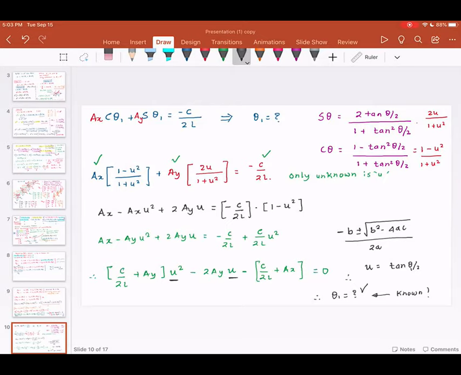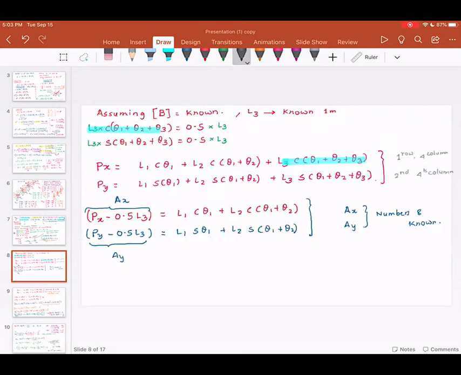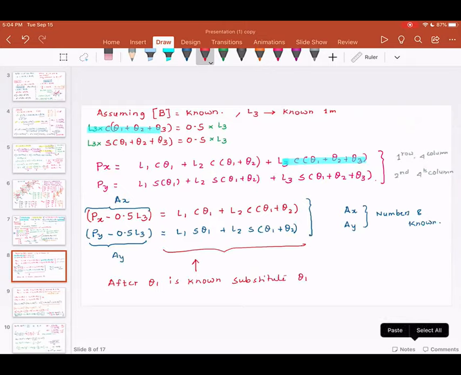Now once the value of theta 1 is known, we can go back to the equation that we have here. So just check this out. After theta 1 is known, substitute theta 1 in this equation. I'm going to call this equation star. In star, substitute and find theta 2.